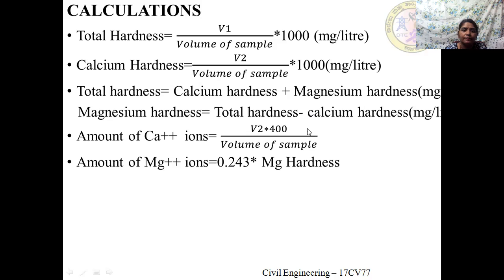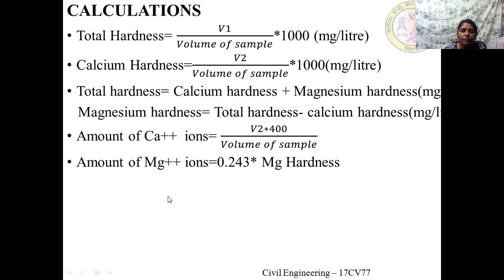We know total hardness is the sum of calcium hardness and magnesium hardness. We have determined calcium hardness. We have determined total hardness. Therefore, we can find out magnesium hardness, where it is the difference between total hardness and calcium hardness. Therefore, magnesium hardness is equal to total hardness minus calcium hardness, which will give us magnesium hardness in mg per liter.